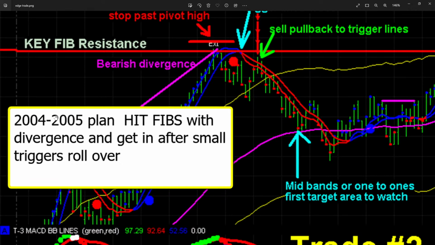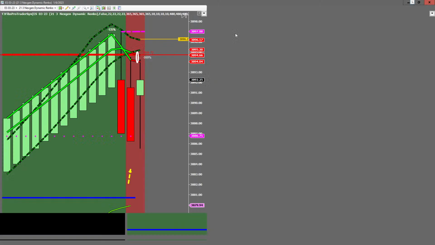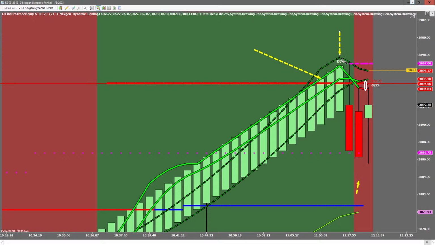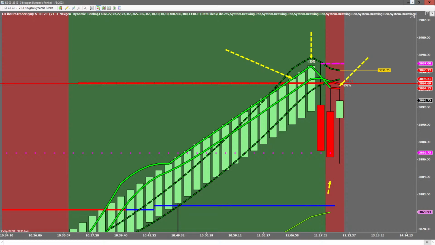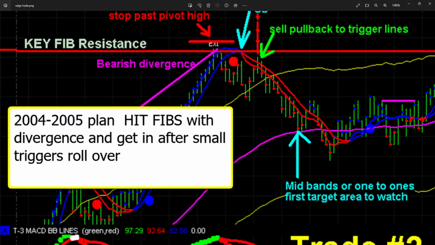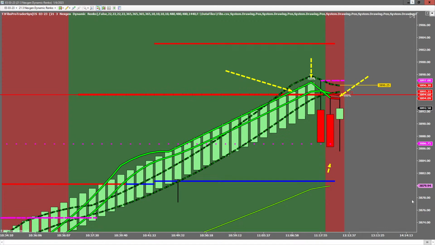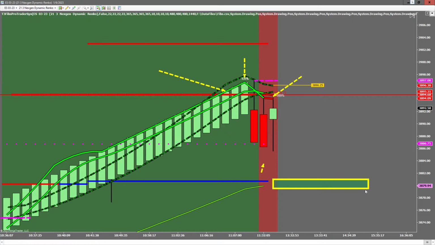This is 2004. This is live. Fibs, divergence, sell the pullback to the trigger lines. Now, did you shit? Sorry, I had to. Now, in 2004, it goes to the midband. If it does, it's going to end up down here. I don't know if it will or not. It could keep going up. Who knows? But I'm just saying, it's literally 2004 all over again.